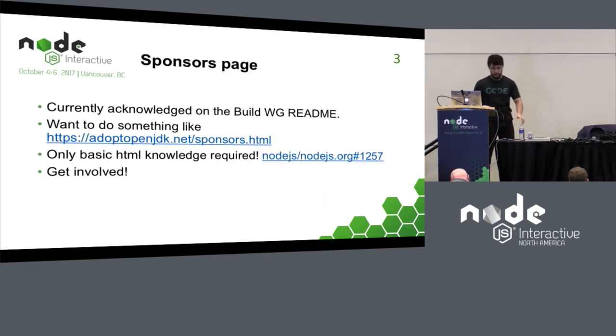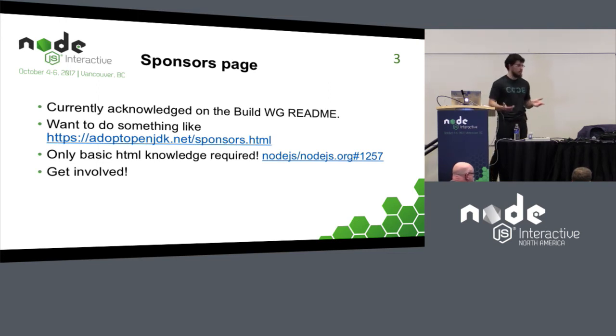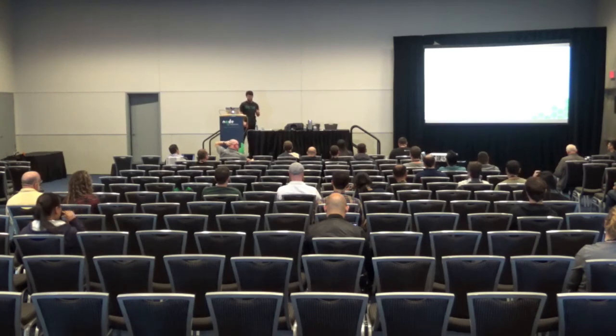But it's not all infrastructure. We do other things besides managing machines. And one of the things we want to do is to have a nice sponsors page. Currently, the sponsors are acknowledged on the build working group README. And that's pretty great. It's a great honor to be in the build README. But how many people here have actually seen the sponsors section of the build working group README? Half? Yeah. How many people have been to Nodejs.org? Somewhat more than half. Not as many as I expected, but fine.